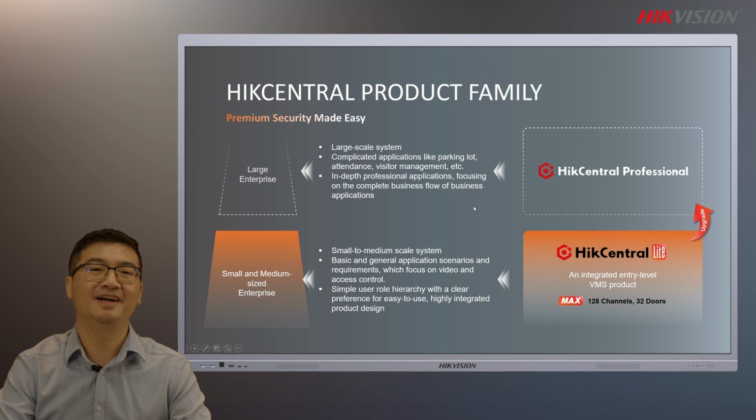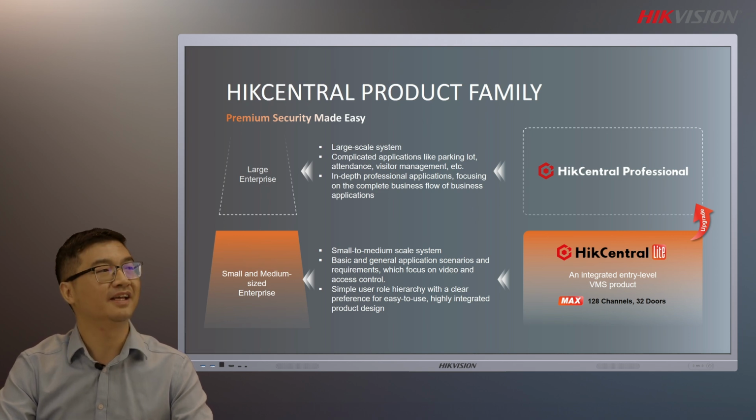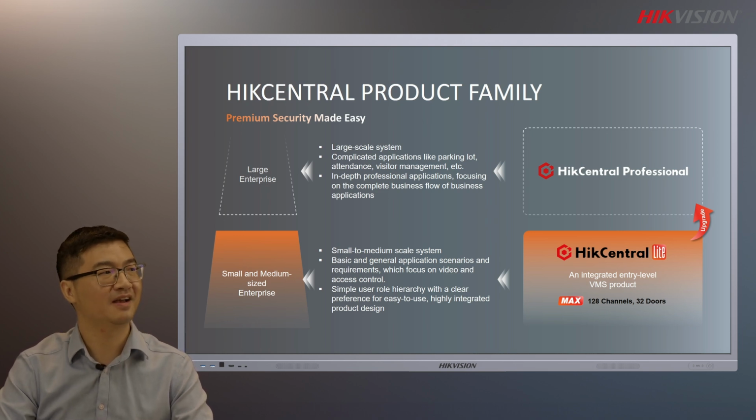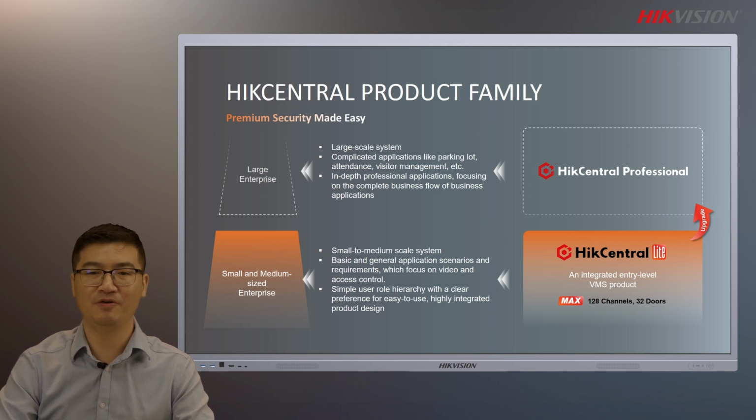So this shows our current HikCentral product family in a simplified version. On the top, we have HikCentral Professional, designed for large enterprise and large-scale systems. HikCentral Professional can manage up to 10,000 cameras in one single server and 100,000 cameras if you use multiple servers. It provides complicated applications like parking lot management, attendance module, visitor management, etc. It also has some in-depth professional applications focusing on business flow management.